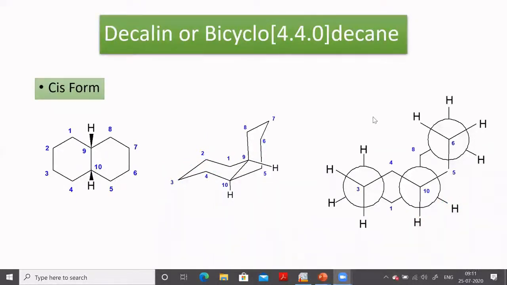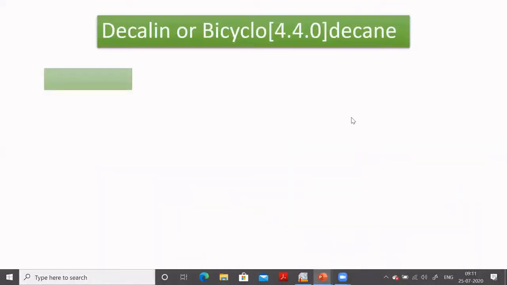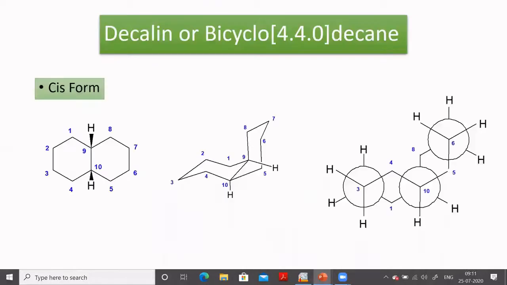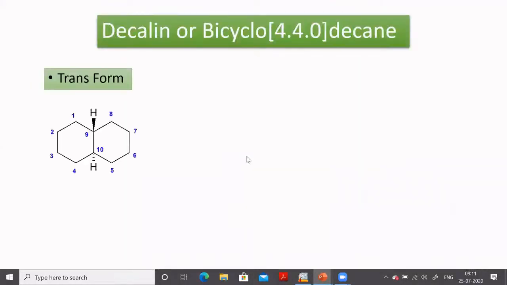The next one is simple. This is your transform, where the two hydrogens will be on opposite sides. You can see this when I draw the chair form. How was the chair form of the previous case? Look, they were not in one line. This is the cis form. You can say a concave and convex structure has come, this structure became bent. Okay, but when we go to transform, the two cyclohexane rings are in one line.